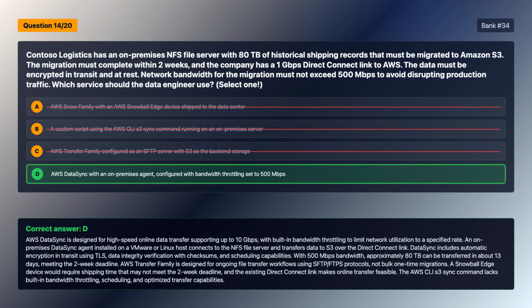AWS Transfer Family is designed for ongoing file transfer workflows using SFTP/FTPS protocols, not bulk one-time migrations. A Snowball Edge device would require shipping time that may not meet the 2-week deadline, and the existing Direct Connect link makes online transfer feasible. The AWS CLI S3 Sync command lacks built-in bandwidth throttling, scheduling, and optimized transfer capabilities.